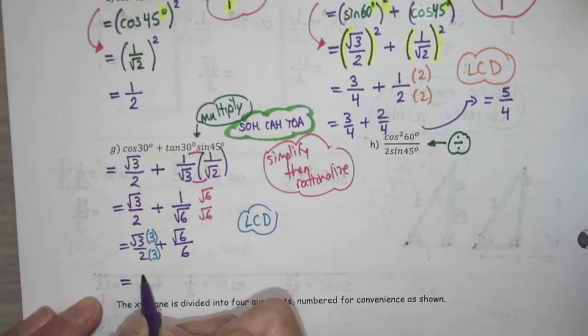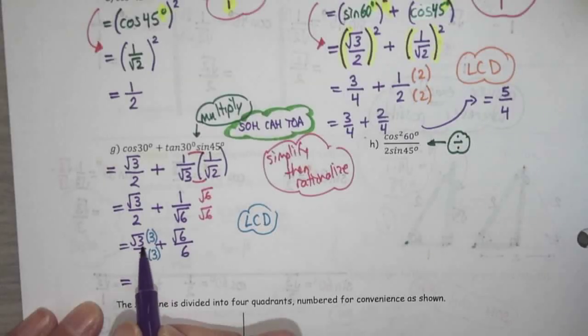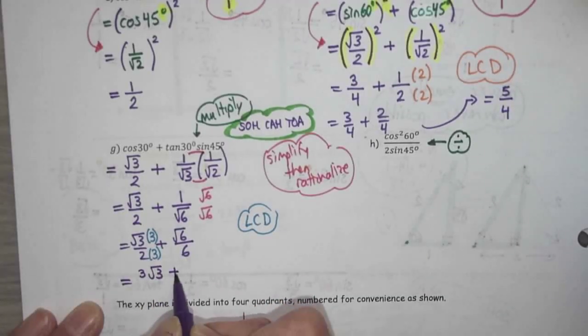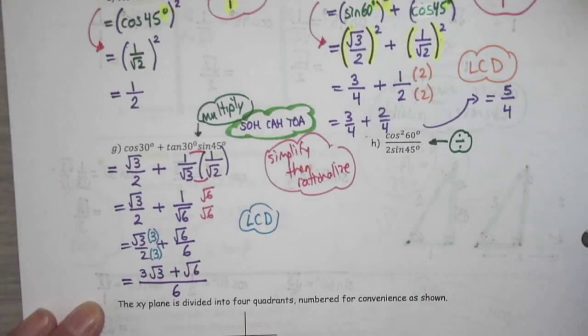Okay, we're not done. So this, what's 3 times root 3? How much? 3? No. 3 whole number times whole number, root times root. Oh, 3 and root 3. Yeah, so 3 root 3. Leave the plus root 6, and you can put them all over the same denominator.